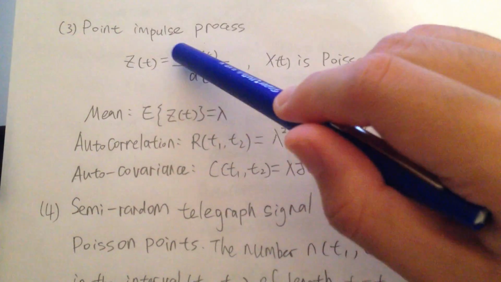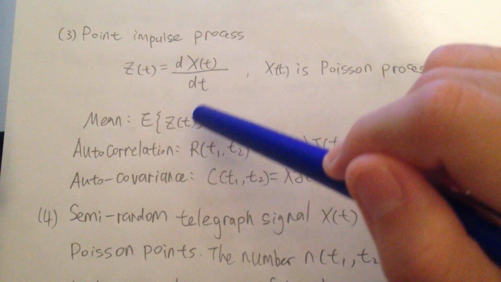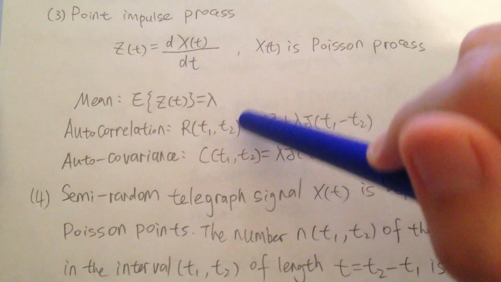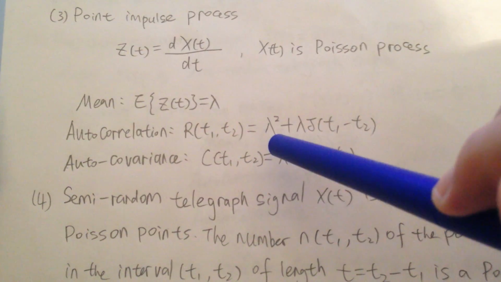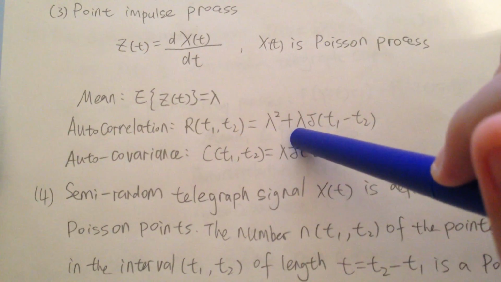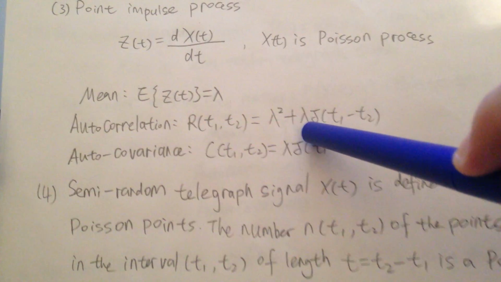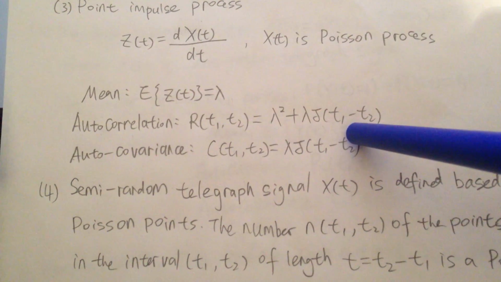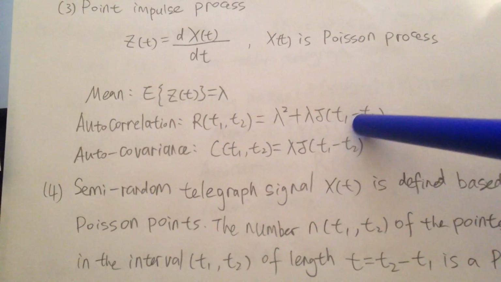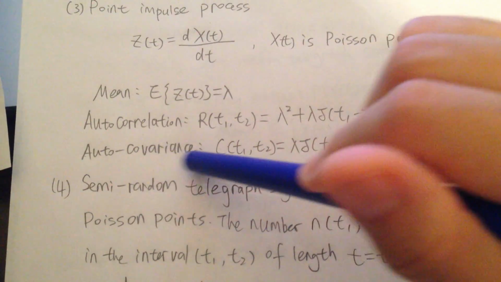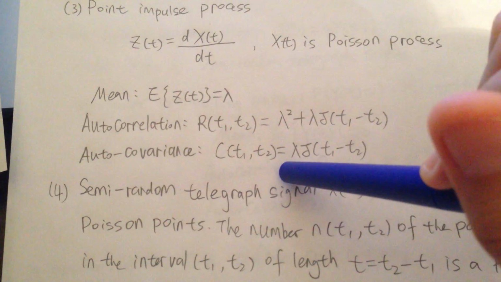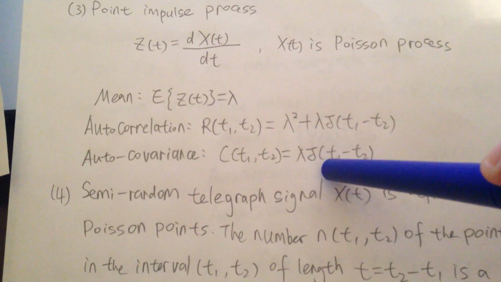And the mean of the point impulse process equals lambda. The autocorrelation of it equals lambda squared plus lambda times delta(t1 minus t2), and the autocovariance of it equals lambda times delta(t1 minus t2).